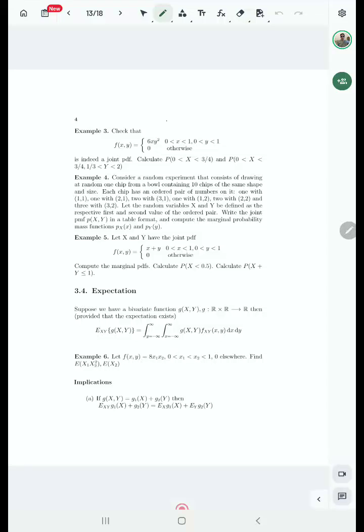Hello everyone. So let's continue our discussion about lecture 3. We solved example 6 in the last part of the lecture. We have several properties of the expectation.